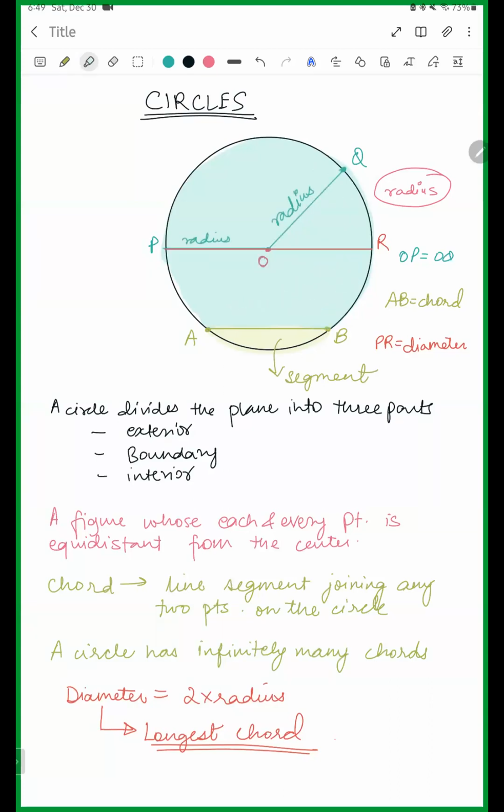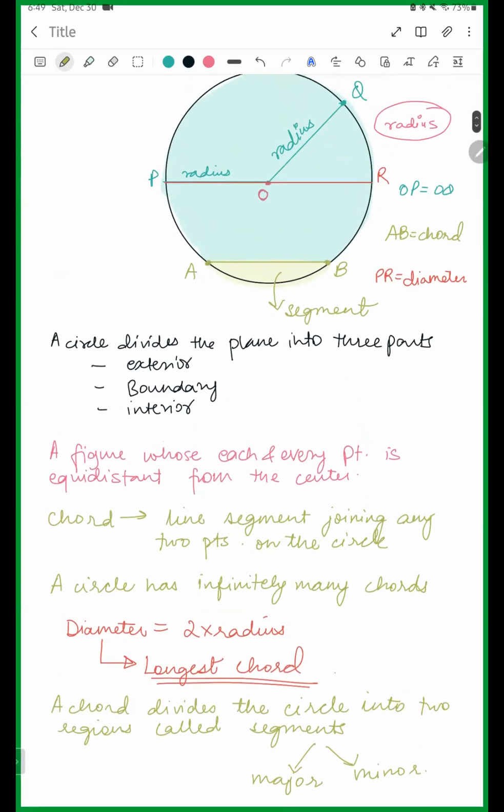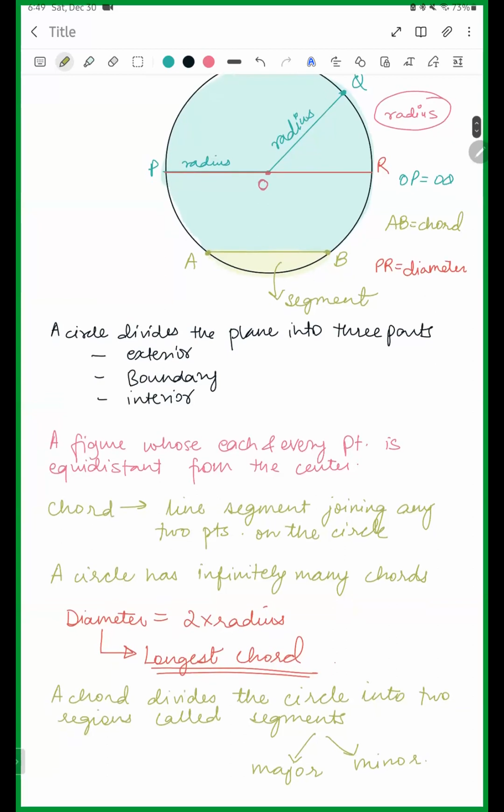So what did we learn here? A chord divides the circle into two regions called segments. I hope you're all writing this down alongside. A chord divides the circle into two regions called segments. One of them is going to be a major segment, and one of them is going to be a minor segment. Major, obviously, means the bigger one. Minor means the smaller one.